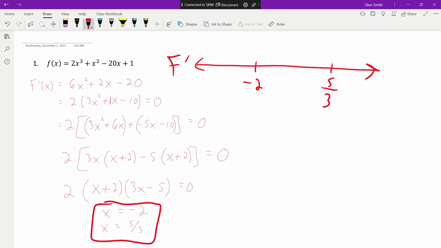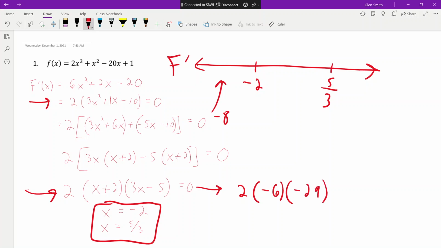A number that's down here could be, I don't know, negative 8. Plug negative 8 into the derivative, which you can plug into here, but I like to plug into the factored version. If you plug negative 8 in, you're going to get 2 times negative 6 times negative 29. But all that really matters is a positive number times a negative times a negative. That's a positive. That means f prime is positive that entire time, which tells me f is increasing.